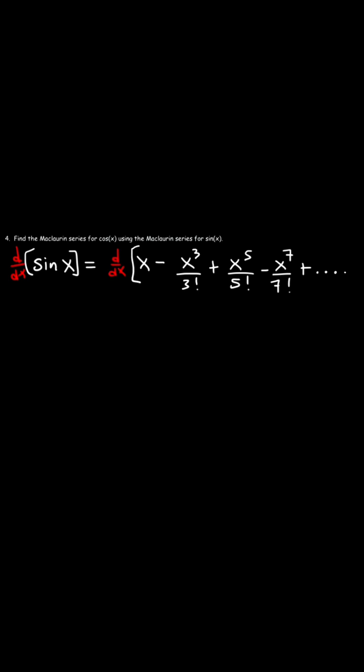So on the left side, we have the derivative of sine, which will give us cosine x. On the right side, the derivative of x is 1. The derivative of x cubed is 3x squared. And 3 factorial, we can write it as 3 times 2 times 1. And 2 times 1 is 2 factorial. So the next number is always 1 less than the previous number when dealing with factorials.